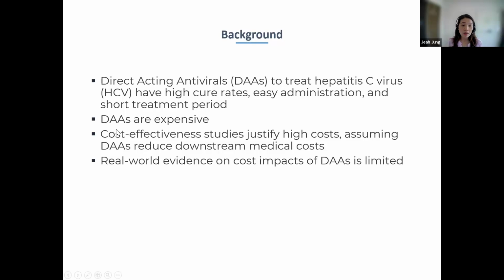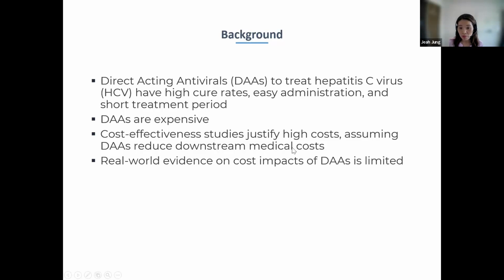Now, however, DAAs are very expensive, and some cost-effectiveness studies justified the high cost of these drugs. Their argument was that even though it appears to be expensive at $84,000, you might actually save more down the road. Downstream, you can save more medical cost. But this is just based on simulation.